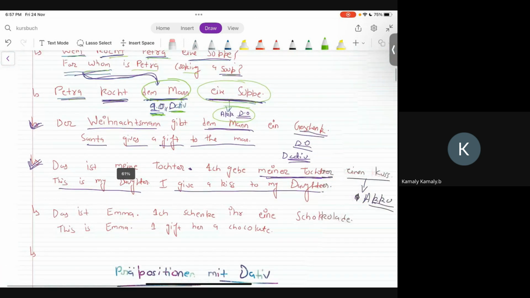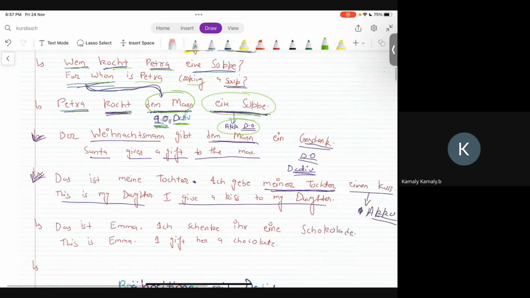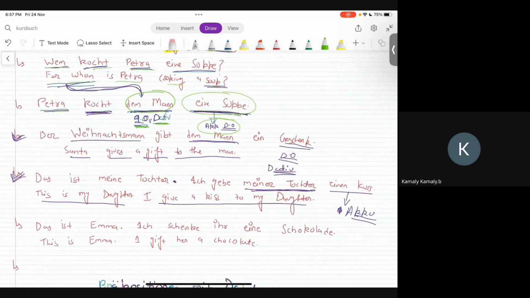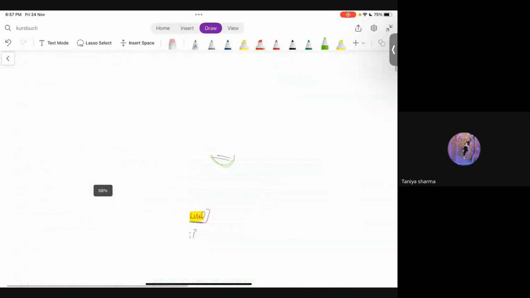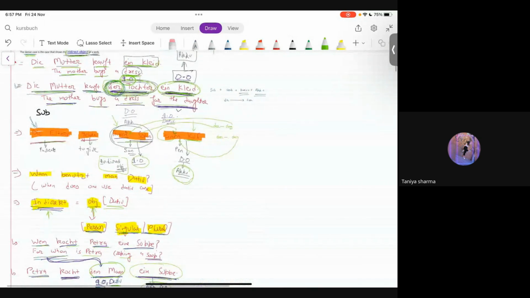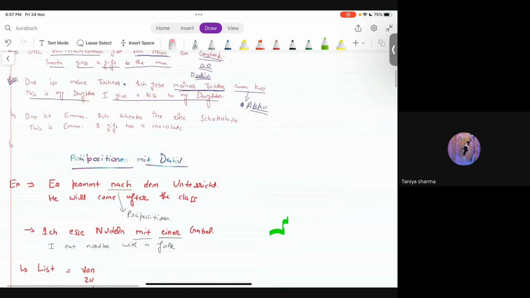So guys, that's all. If you want, just take a screenshot. You can write it down in your notebook. Done, sir. Okay, and then if you want this one also. Is it visible? Yes. Okay, great.